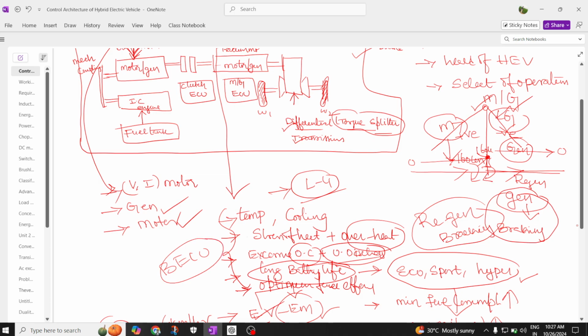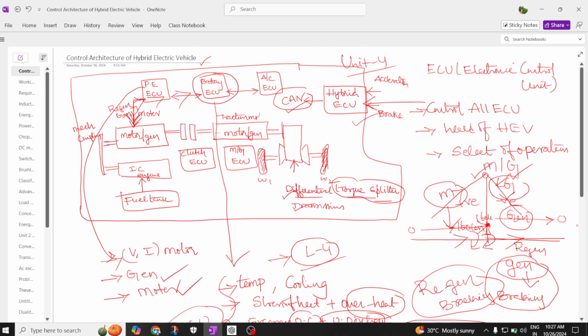You can see here all ECUs are controlled by different types of equipment, which are called power electronic ECU, battery ECU, AC ECU, and all these are controlled by the hybrid ECU. That's the importance of multiple ECUs that you have observed here. So all these ECUs are controlled by the hybrid ECU, where these are interconnected with each other with the help of control variables. That is what is done by the control area network.